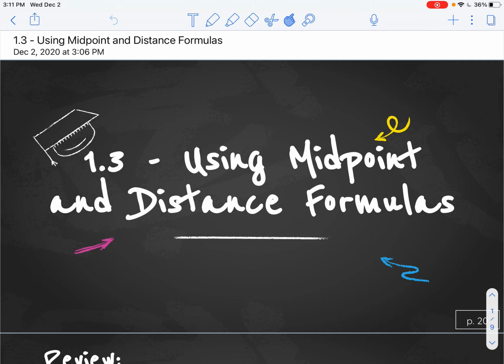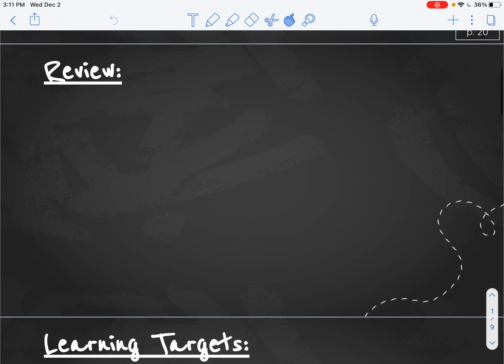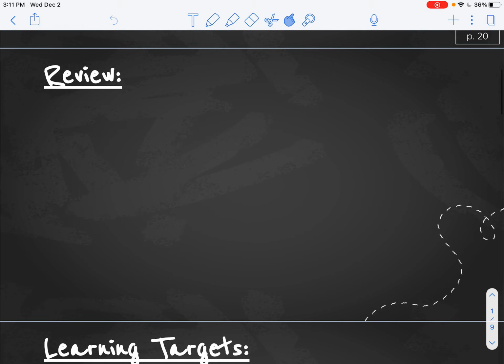All right, hello everybody. Today we're going to be looking at section 1.3, using the midpoint and distance formulas, and that's going to be on page 20. Again, if you want to follow along in your book, then you're more than welcome to do that. That's why I have the page number in the corner of the slides. But if you just want to follow along with me on the notes, then that is totally fine as well.